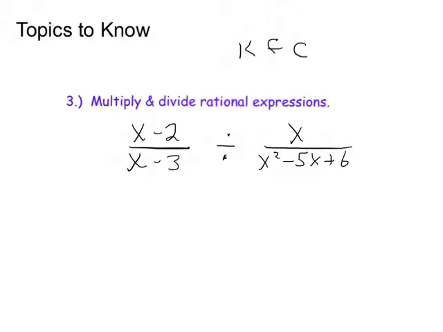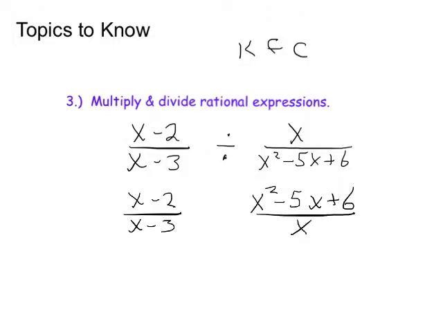So the K stands for keep it the same, so x minus 2 over top of x minus 3. The F stands for flip, so we're going to flip this, so it's going to be x squared minus 5x plus 6 all over an x. And then we're going to change the division to multiplication. Alright, so there we go.